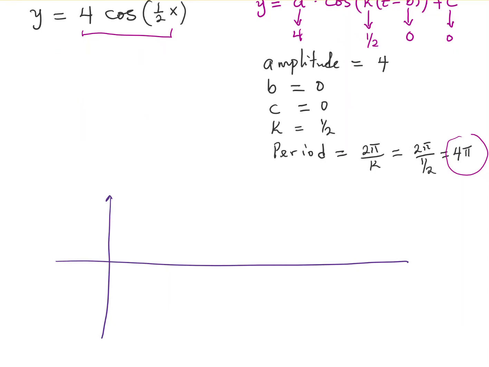So this is a sketch for that function. Since we have 4 pi, if we divide this into 4, then we will have pi. So if this is 0, then we are going to have a cycle from 0 to 4 pi. That is what that means, if we are starting from 0. So let us assume this is 4 pi. Then here will be 2 pi, the midpoint, and this will be pi, and this will be 3 pi.